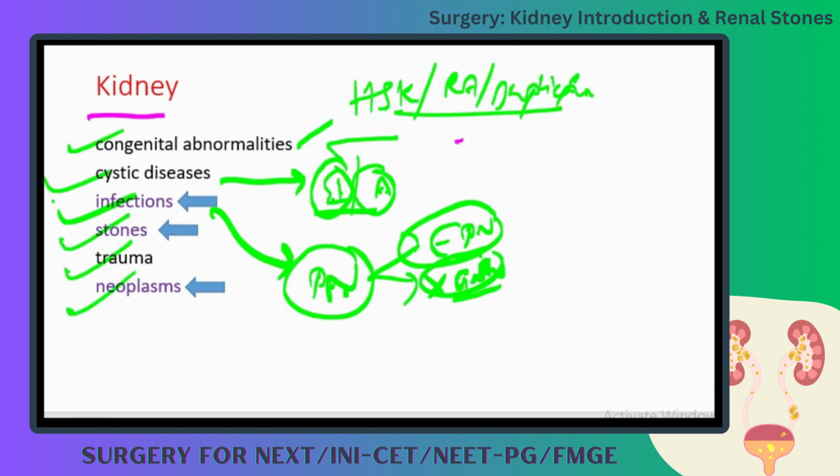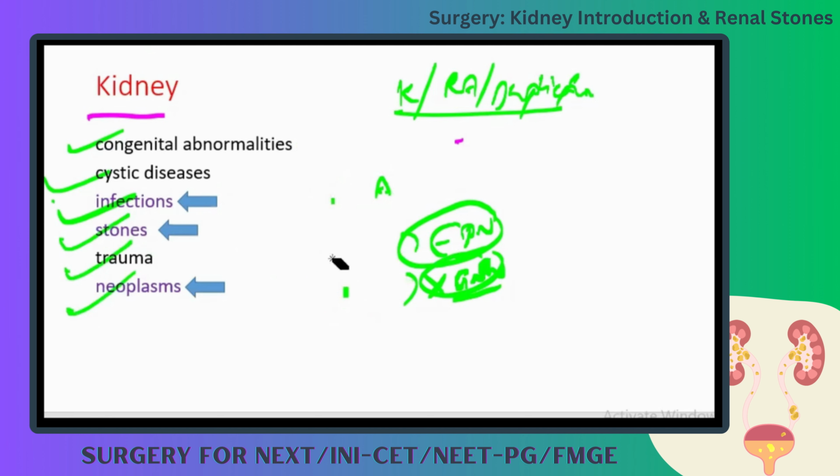Name one neoplasm of the kidney. Renal cell carcinoma. Very good. It is a malignant tumor. Renal cell carcinoma.